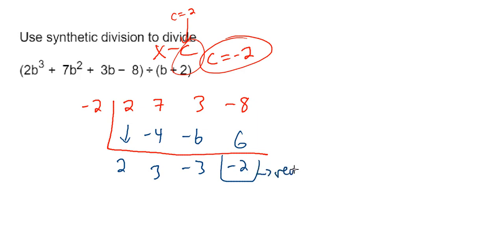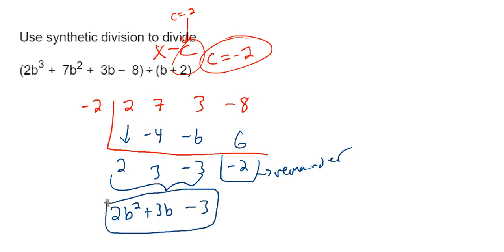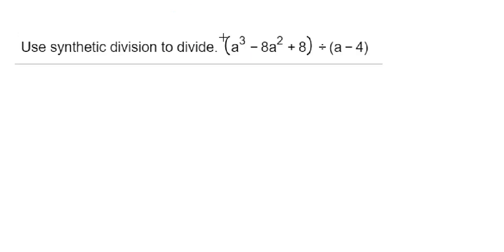The remainder is -2. The quotient will be, make sure you use the variables from the original problem, it's going to be 2b squared plus 3b minus 3. And that's the quotient. All right. And so that is how synthetic division works. It's very quick.